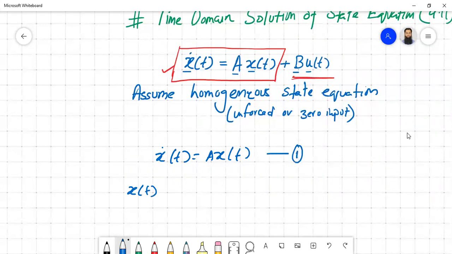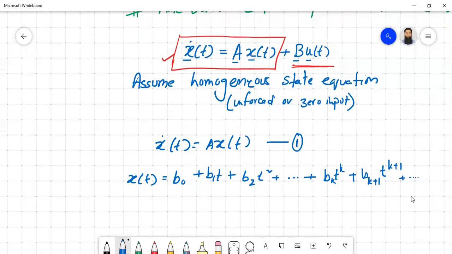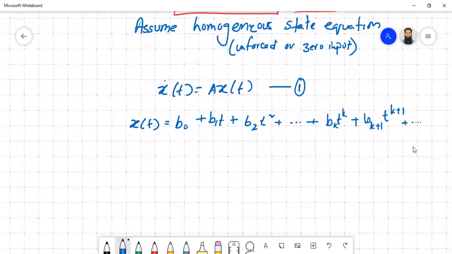This is our equation 1, and we assume x(t) has a series something like this, equation 2: the coefficients b0 plus b1 t plus b2 t square, and so on up to bk t to the k, plus b(k+1) t to the k+1, and goes on. So basically it is an infinite series solution for x(t).